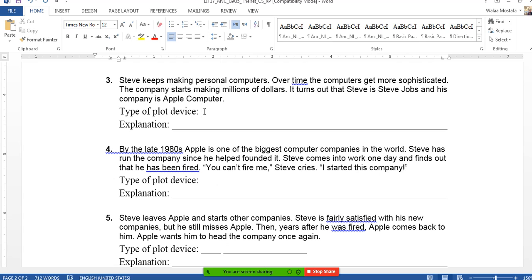Can you answer the coming question? Number three. Steve keeps making personal computers. Over time, the computers get more sophisticated. The company starts making millions of dollars. It turns out that Steve is Steve Jobs and his company is Apple Computer. Before you go first, sophisticated means, do you know the meaning of the word sophisticated?